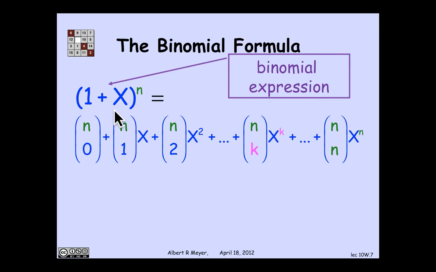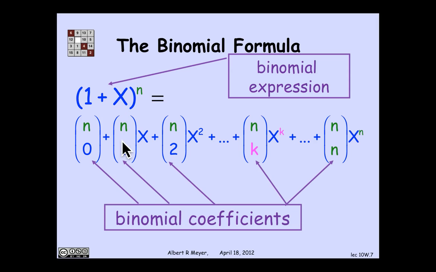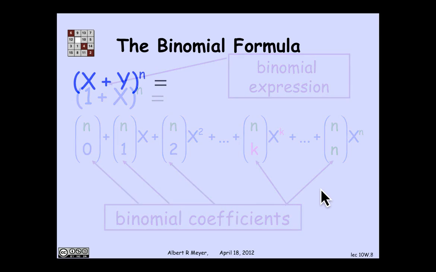This expression, 1 plus x, is called a binomial expression. And the choose numbers, which we've seen previously as the number of ways to choose, in this case, k out of n elements, are called binomial coefficients, and this is why they're called binomial coefficients.